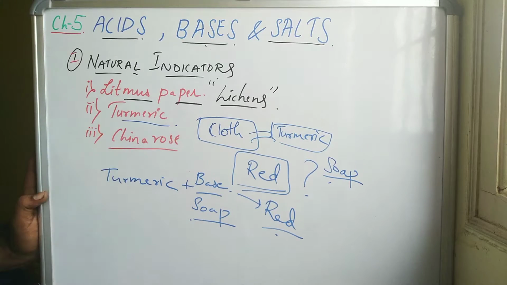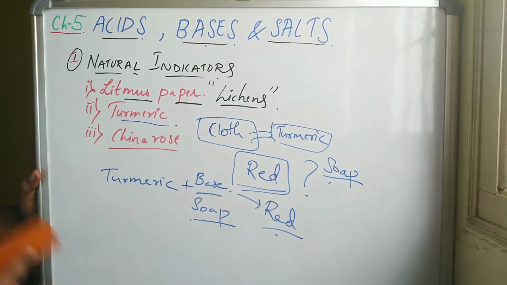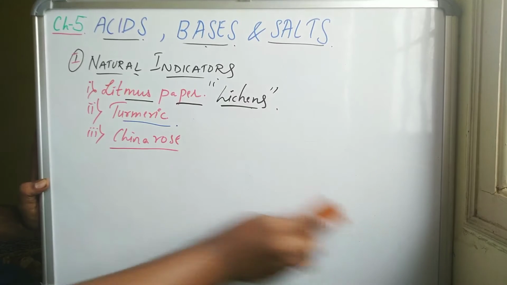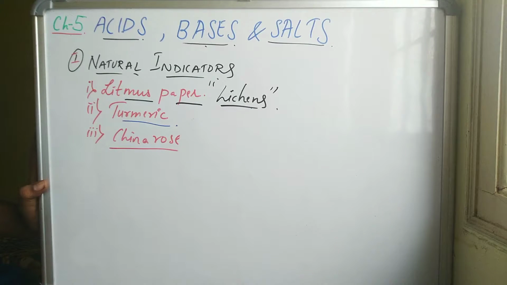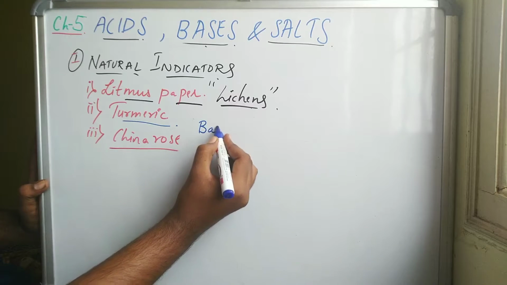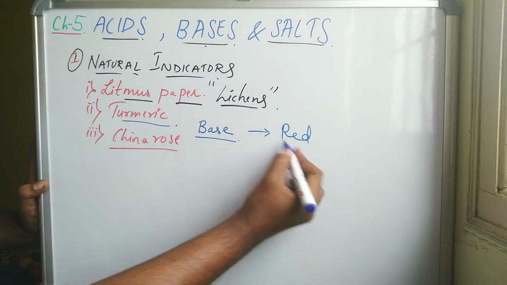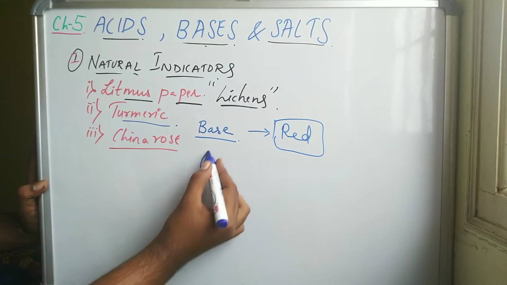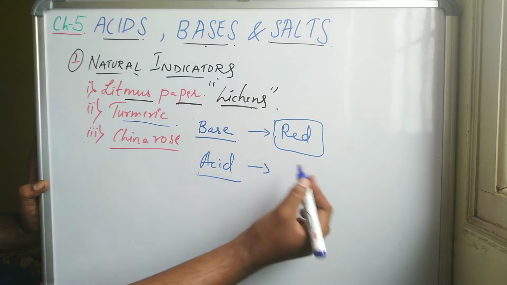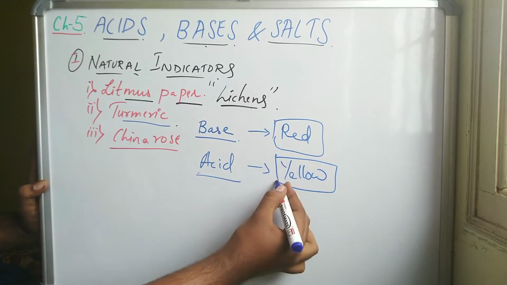So why are we using turmeric paste as an indicator? I'll tell you that. This you have to understand. In basic solution, it shows red color. In acid, it shows no change, or we can say yellow color, because initially the color of the turmeric is yellow.